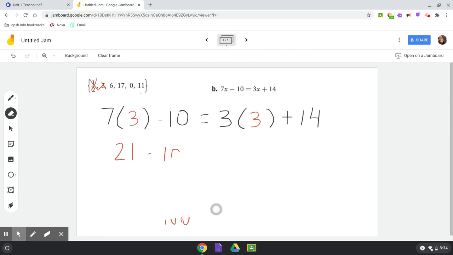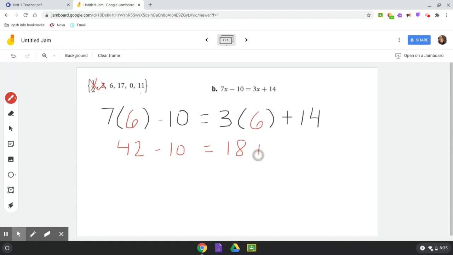Okay, now let's go over here. Erase the 3. Replace it with 6. If x is 6, what happens? 7 times 6 is 42 minus 10 equals 18 plus 14. So I've got 32 equals 18 plus 14 is 32. 32 equals 32. Yes, finally, we found a solution. So 6 is a solution.